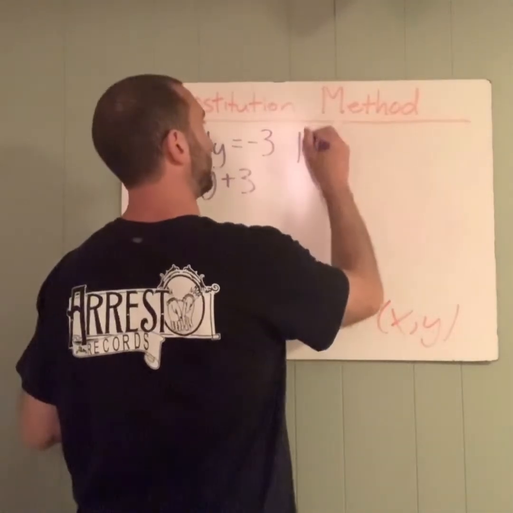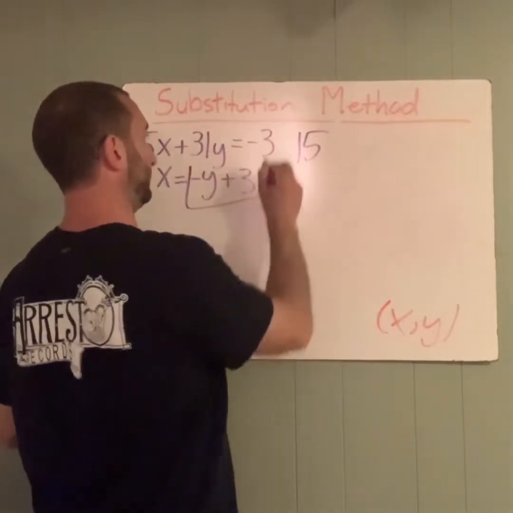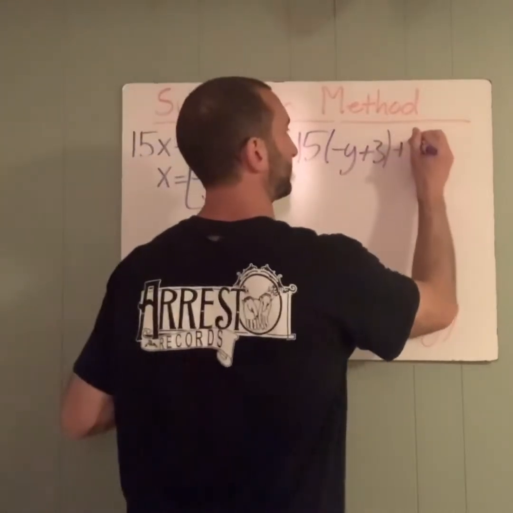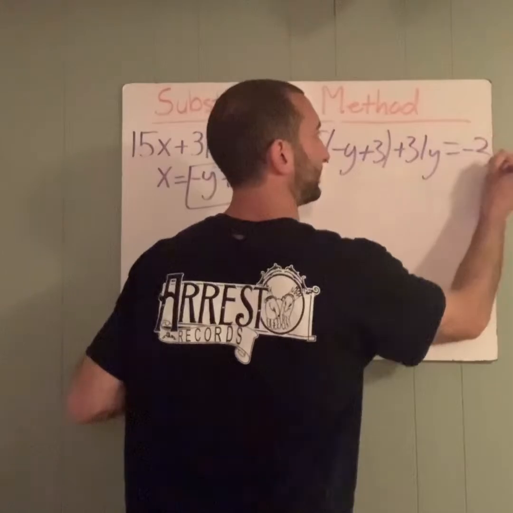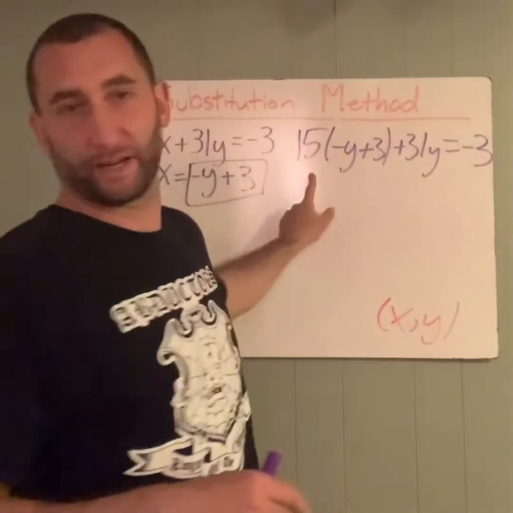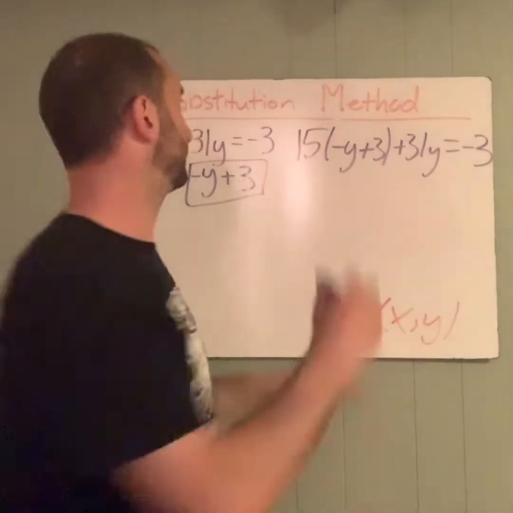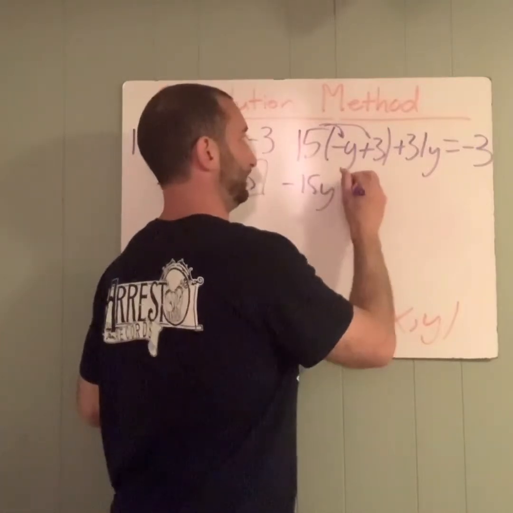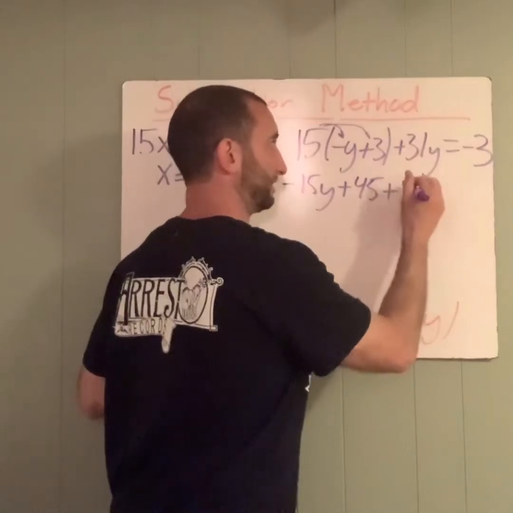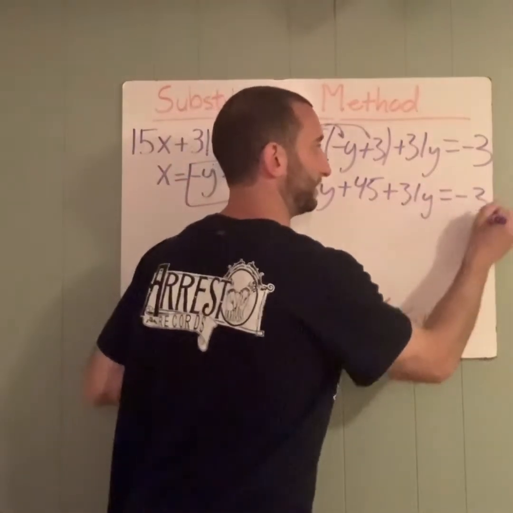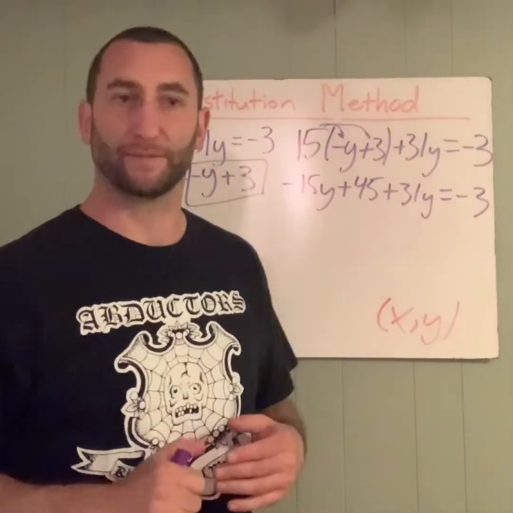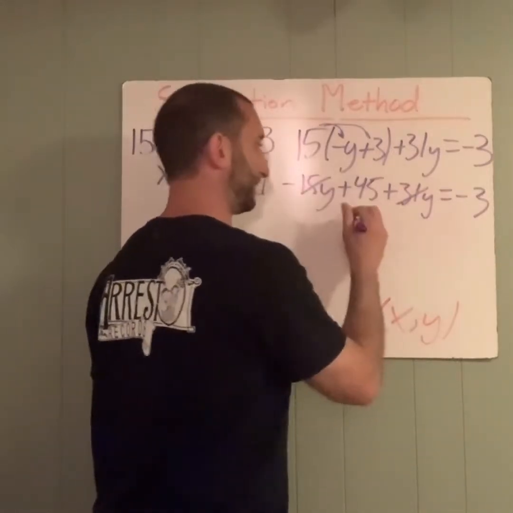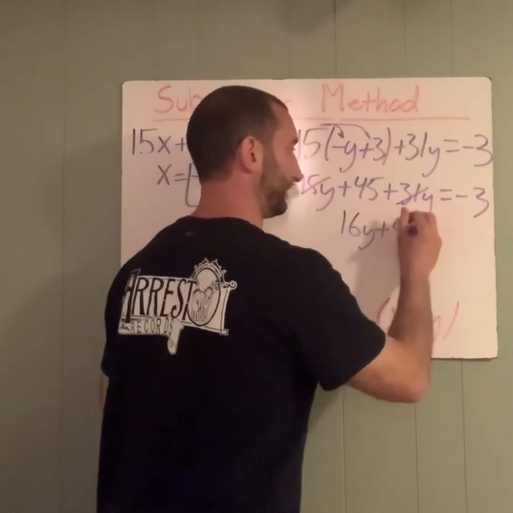So we have 15, but no longer x. We're going to put in negative y plus 3 plus the rest, 31y equals negative 3. All right, doing multi-step equations, we know that we're going to have to distribute our 15 first to everything in the parentheses. So we're going to have negative 15y plus 45 plus 31y equals negative 3. All right, next we're going to combine like terms on the same side. We have negative 15y and 31y. That will be 31 minus 15, which is 16y, plus everything else.